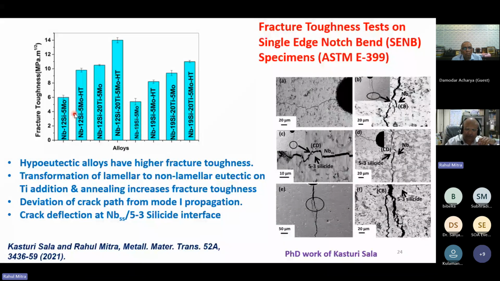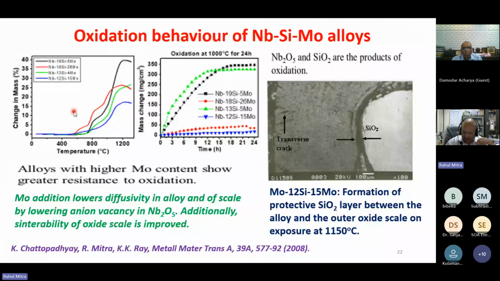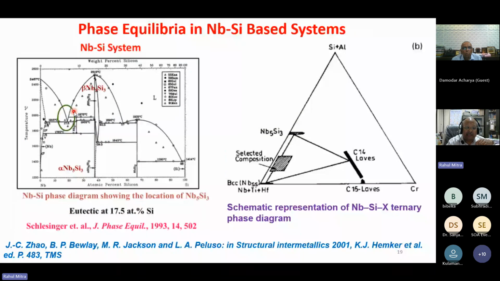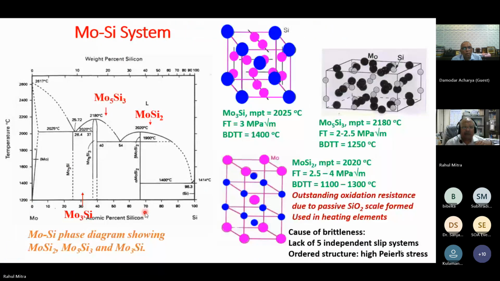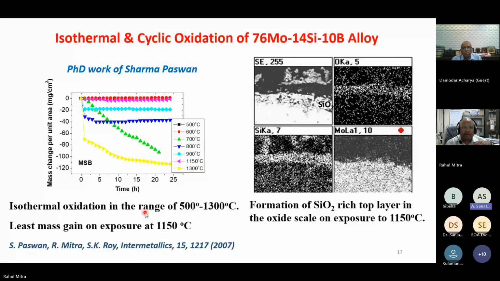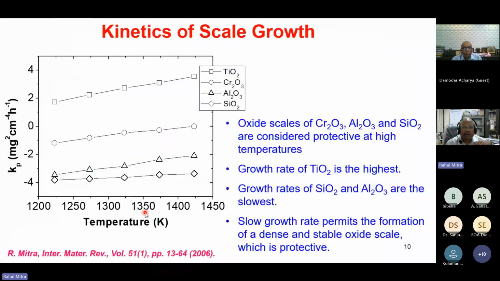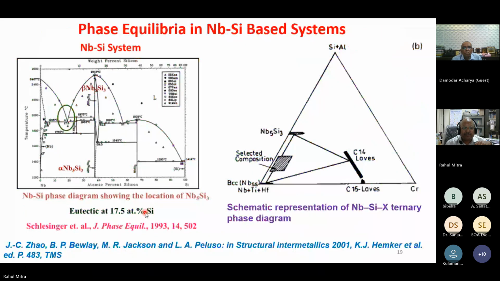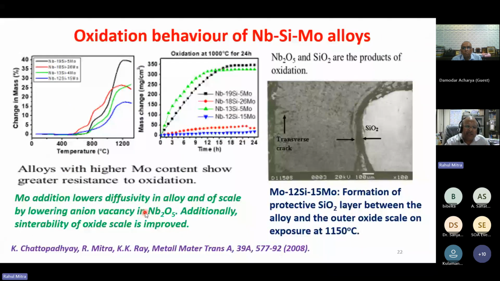So why am I calling this hypoeutectic? Because if you look at the original phase diagram over here, the eutectic is at 17.5 atom percent silicon. So naturally lower than this is hypo, higher than this is hyper. So these are hypoeutectic alloys.